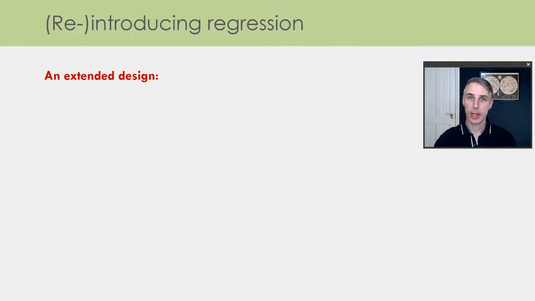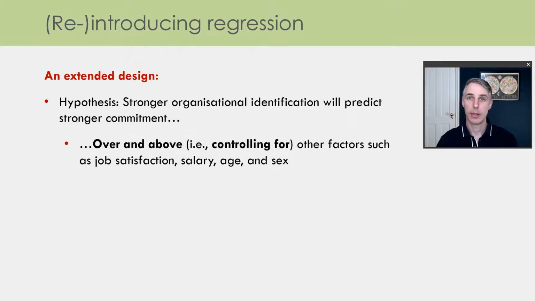So to get us going, I'm going to start by reviewing one of the analyses that we went through last time, a multiple regression analysis. In this piece of research, the researcher was interested in testing whether organizational identification would predict stronger commitment to an organization, but also when controlling for, adjusting for, or over and above other factors that might predict commitment, such as job satisfaction, salary, age, and sex.